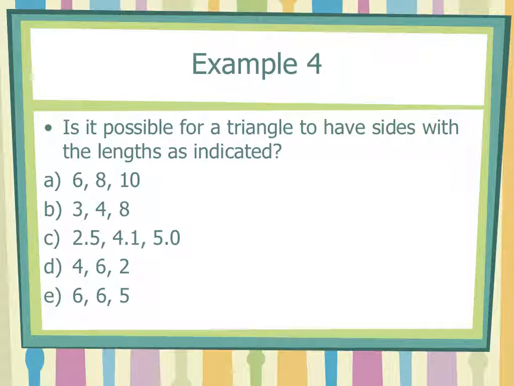Okay. Is it possible for a triangle to have sides with the lengths as indicated? We're going to look at each individual situation and see whether it's possible. So let's talk about A. What do I need to check? Forget about the yes or no. Let's not jump to the end. I need to know how we find this out.